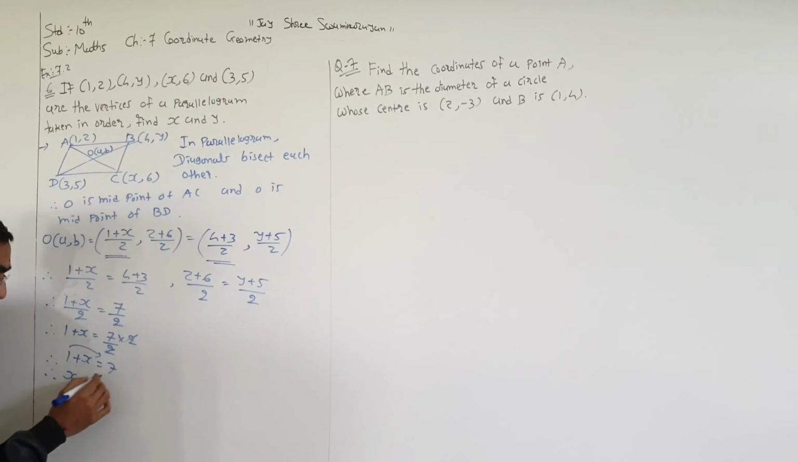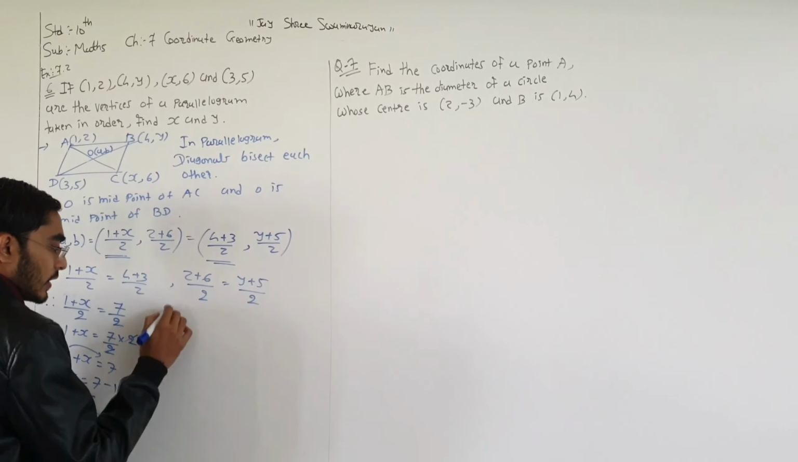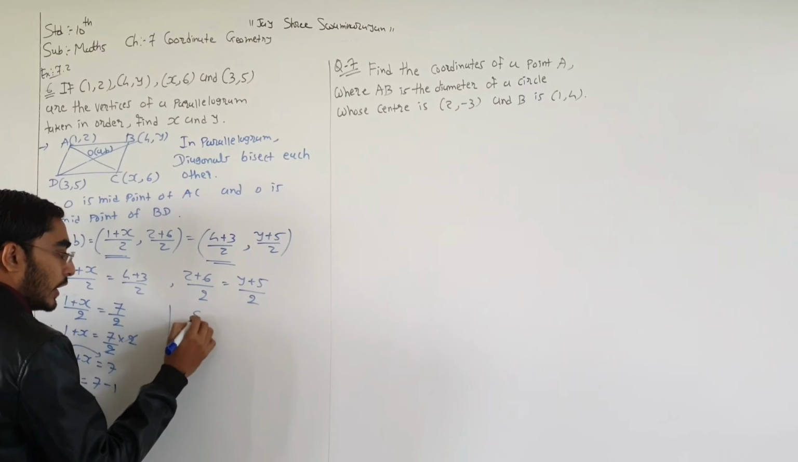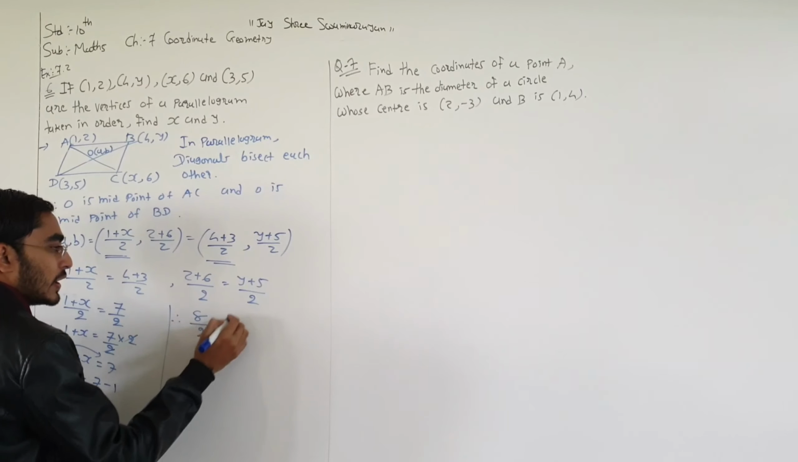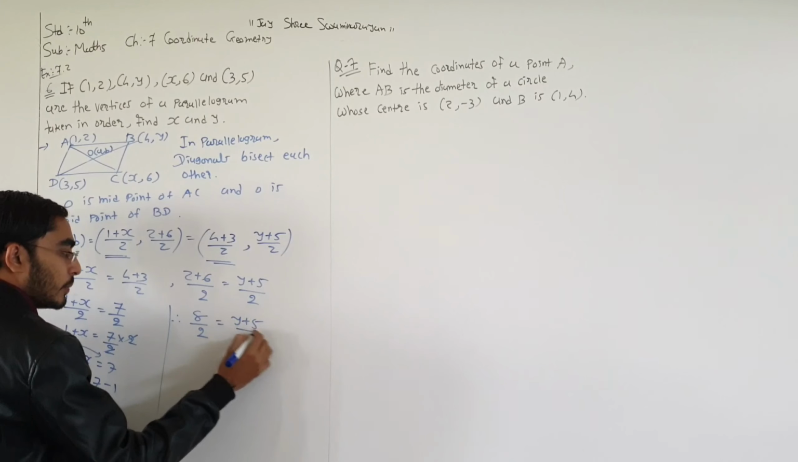So it becomes minus. Here we have 7. This plus 1 becomes minus 1, and 7 minus 1 is 6. So x is equal to 6. Okay. Now from here, (6 plus 2) is 8 by 2, equals (y plus 5) by 2.